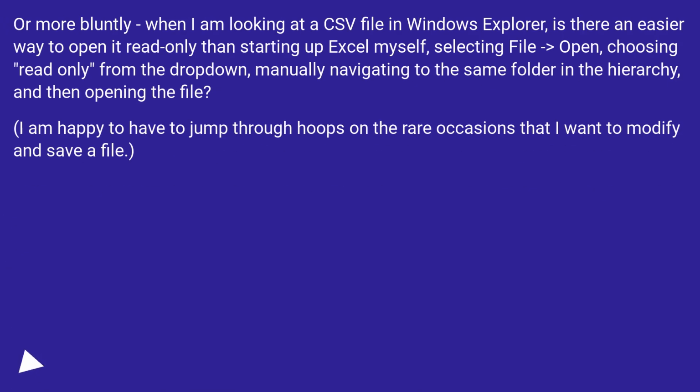Or more bluntly, when I am looking at a CSV file in Windows Explorer, is there an easier way to open it read-only than starting up Excel myself, selecting File > Open, choosing Read Only from the drop-down, manually navigating to the same folder in the hierarchy, and then opening the file? I am happy to have to jump through hoops on the rare occasions that I want to modify and save a file.